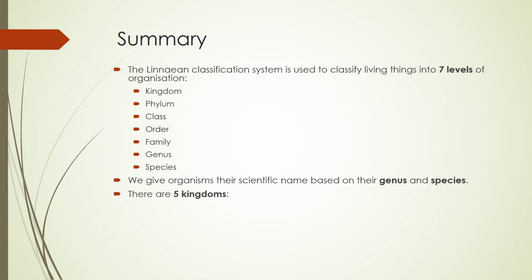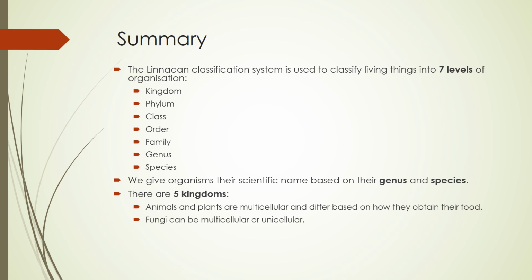There are 5 kingdoms. Animals and plants are multicellular, so they're made up of multiple cells, and they differ based on how they obtain their food. Animals consume their food, while plants can make their own food using a process called photosynthesis. Fungi can be multicellular or unicellular. Protists and Monera are unicellular. Protists have a nucleus that contains the DNA, and Monera do not.